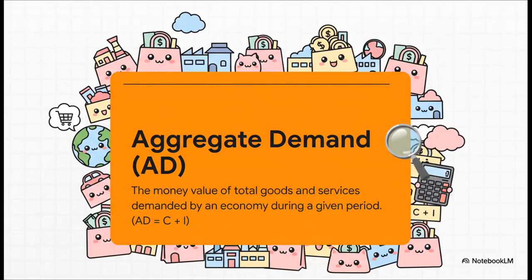Let's look at that first gear, aggregate demand, or AD. It's basically the total planned spending. And for our purposes, it's made of two parts. You've got C for consumption. That's all the spending planned by regular households, like us. And then you have I for investment. That's what businesses plan to spend on new equipment, factories, and so on.